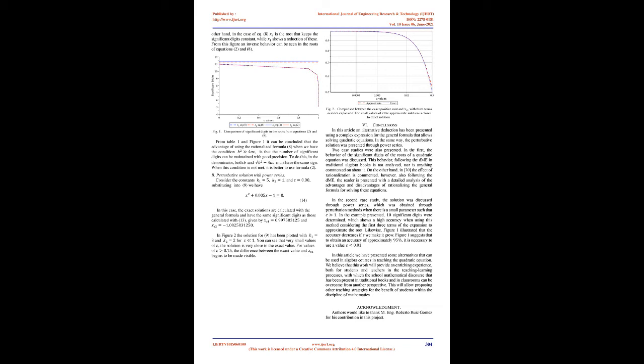In Figure 2 the solution for 9 has been plotted with 1 equals 3 and 2 equals 2. You can see that for very small values of the parameter, the solution is very close to the exact value. For values of 0.15, the difference between the exact value and the approximation begins to be made visible. Fig 2. Comparison between the exact positive root and the approximation with 3 terms in series expansion. For small values of the parameter, the approximate solution is closer to the exact solution.